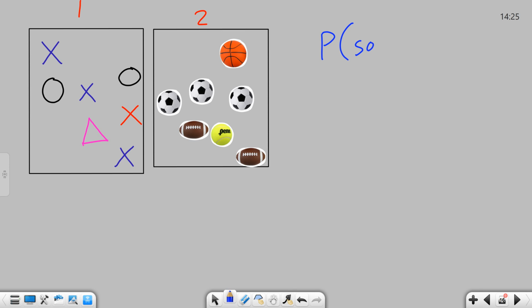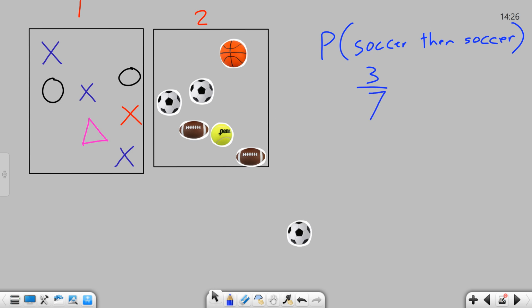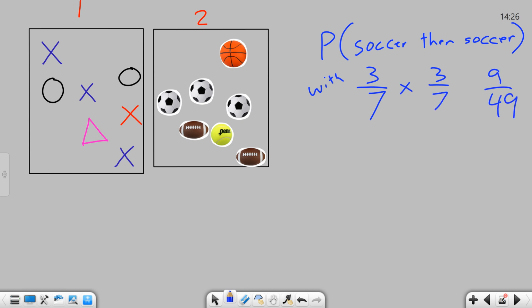If I said probability soccer ball and then soccer ball, you'd have to be careful because I'd have to know, since I'm drawing out of the same box, do I put it back in or not? Because if I drew out of the same box, right now I have a 3 out of 7 chance of getting a soccer ball. If I take it out, notice I no longer have 3 soccer balls, I don't have 7 soccer balls. So if I put it back in, we'll call that with replacement. So with replacement, this wouldn't change and I'd still have 3/7 chance. When I multiply them, I get 9/49.